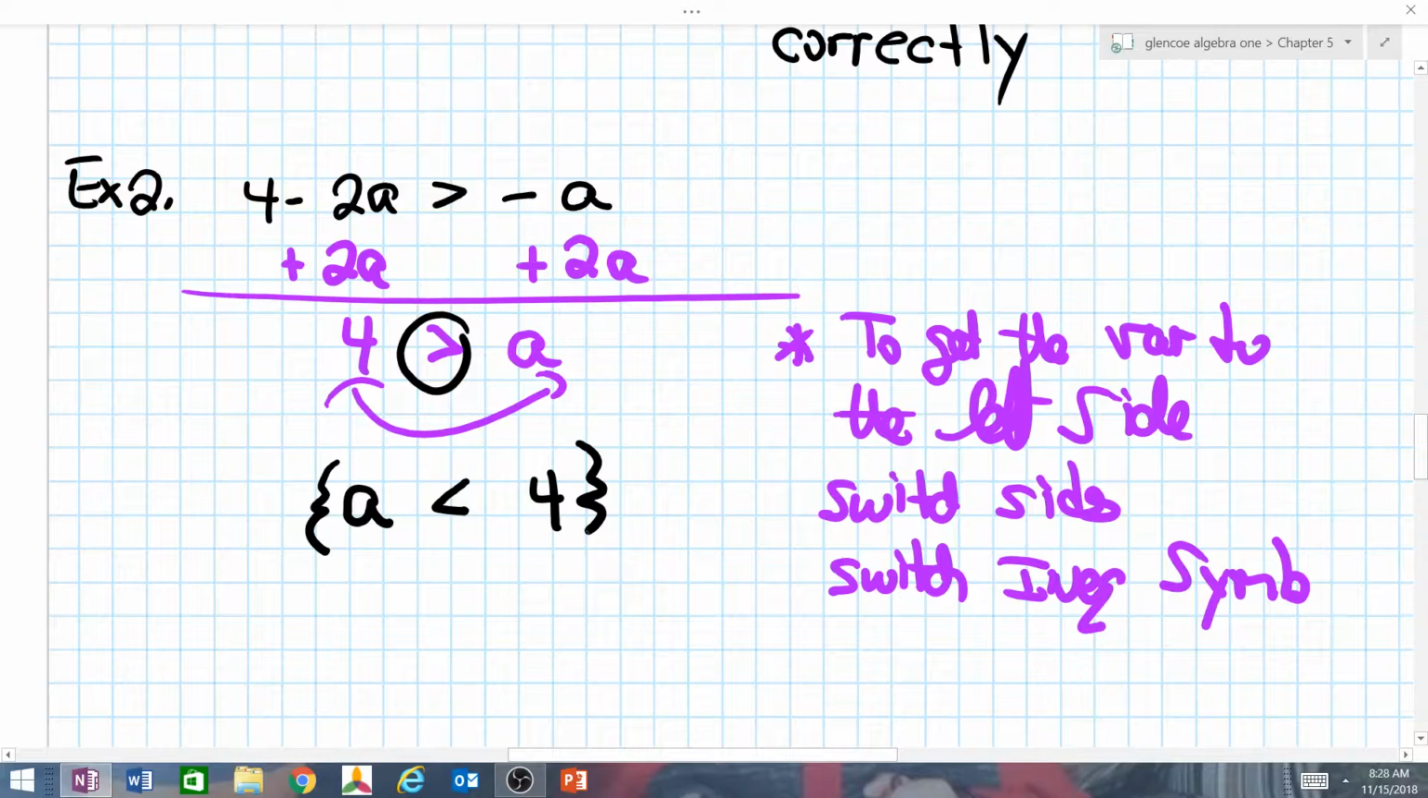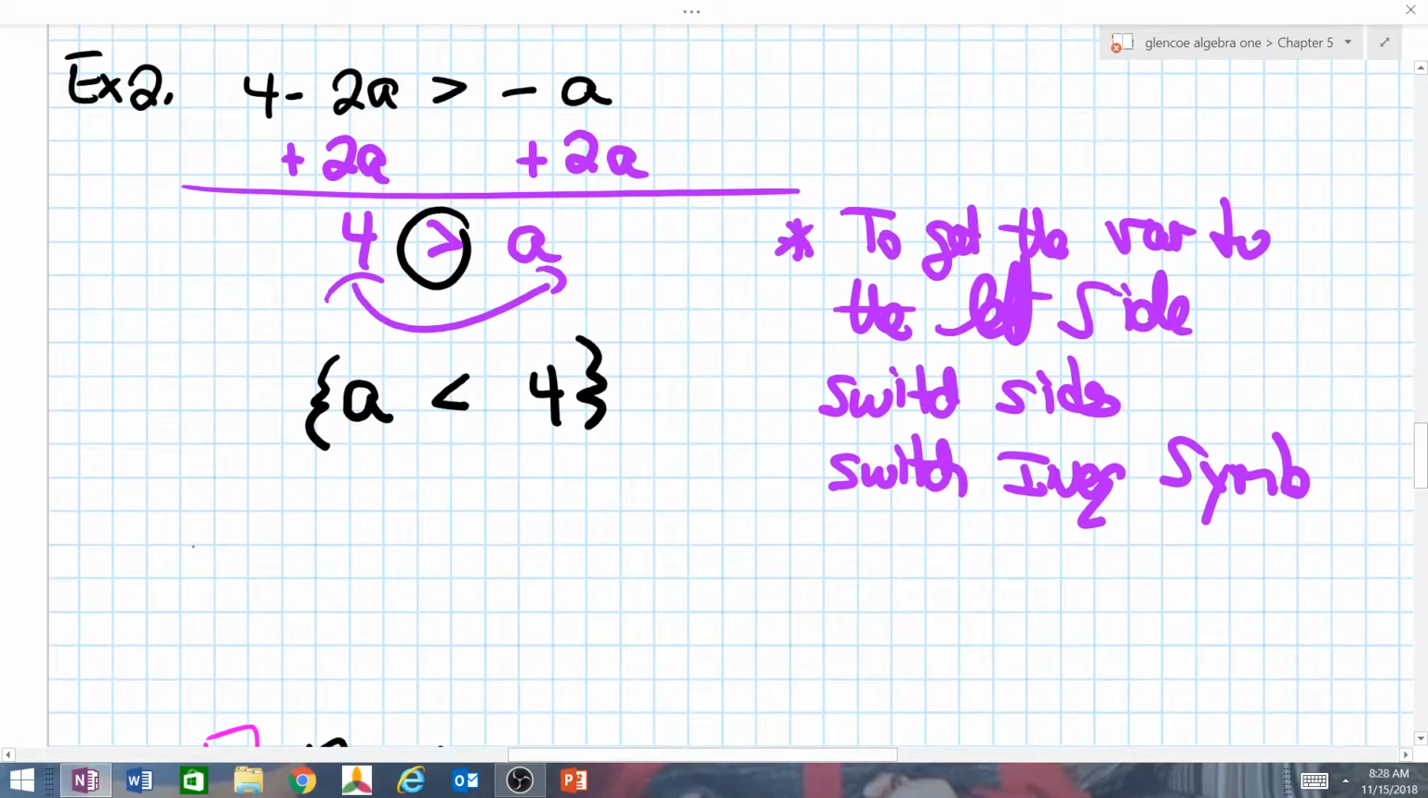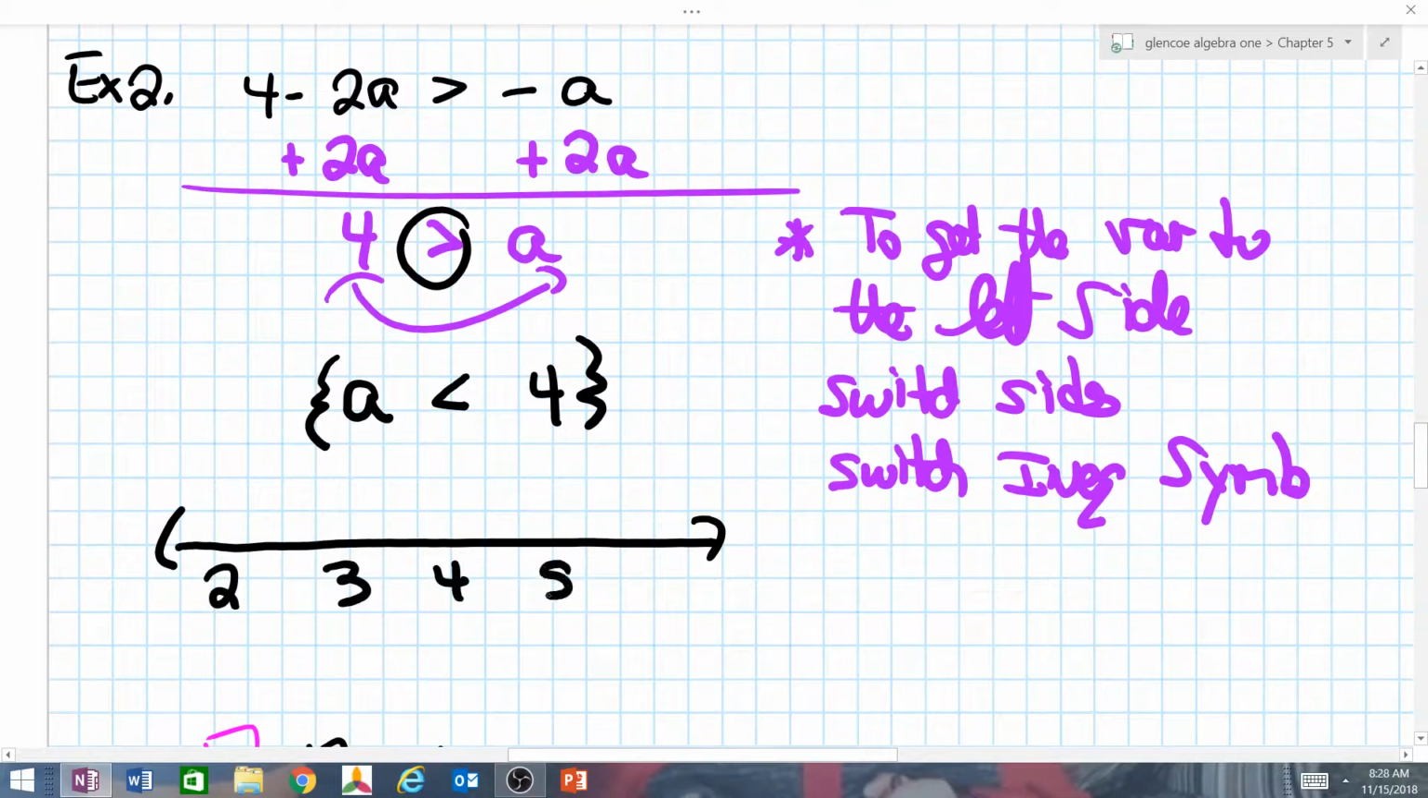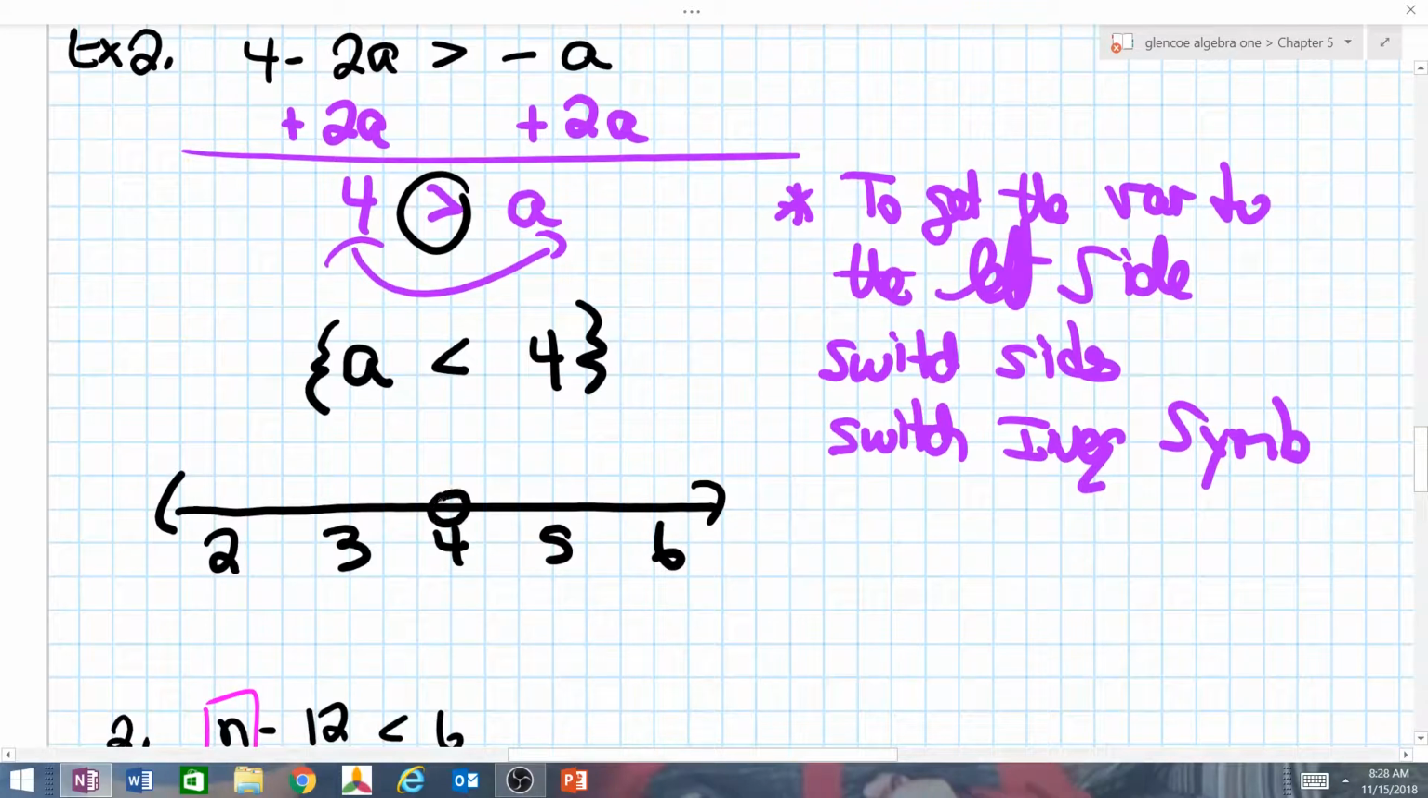To graph that on the number line, 2, 3, 4, 5, 6. Okay, what kind of a circle am I making it for? Open or closed? Open. Good job. An open circle at 4, and it's going to the left. Good job. Here we go.